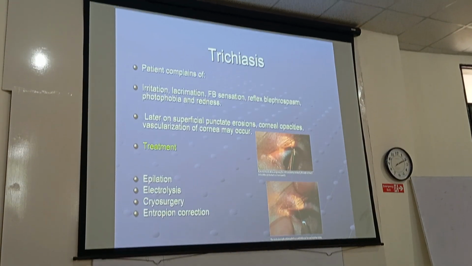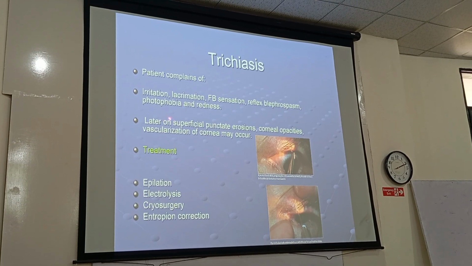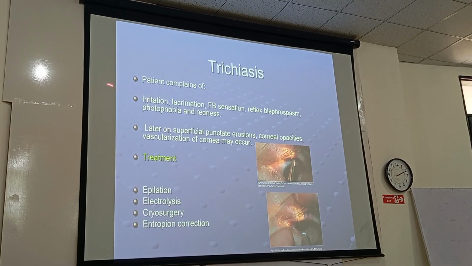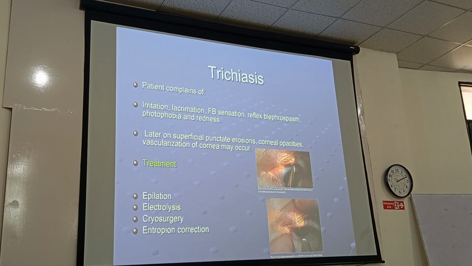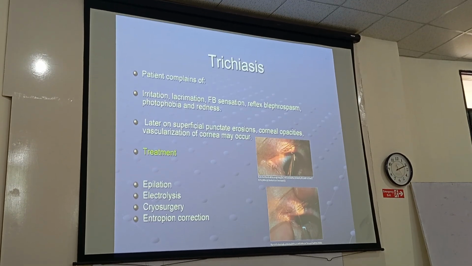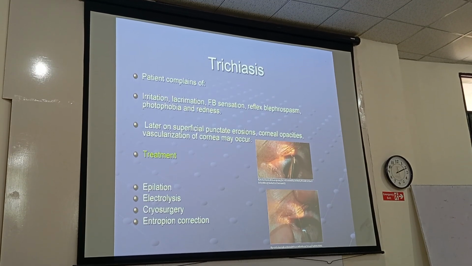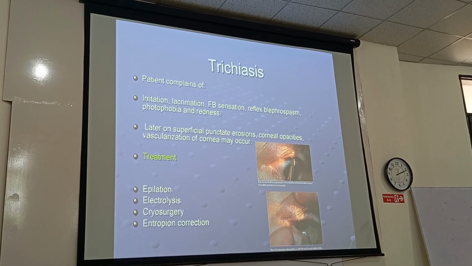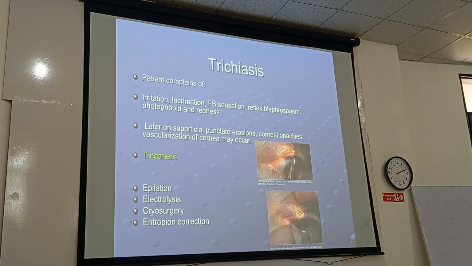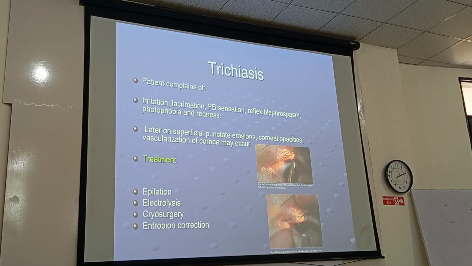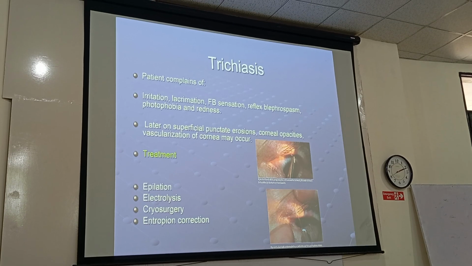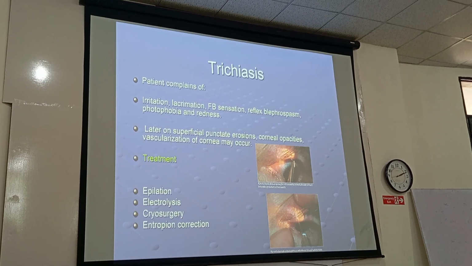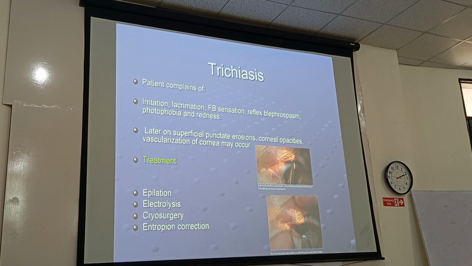Now, what are the complaints of the patient? Obviously, the patient will be complaining of irritation and lacrimation. Lacrimation means increased production of tears because of stimulation of the trigeminal nerve, and it is a watery eye. Watery eye because of decreased drainage is called epiphora. So you must be able to differentiate whether it is increased production or decreased drainage. So it is related to the cornea. So it is increased.